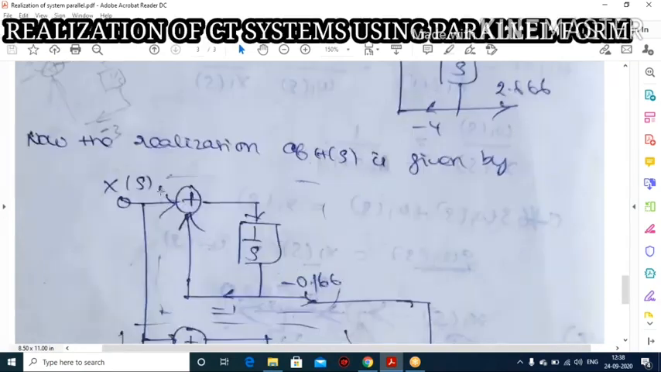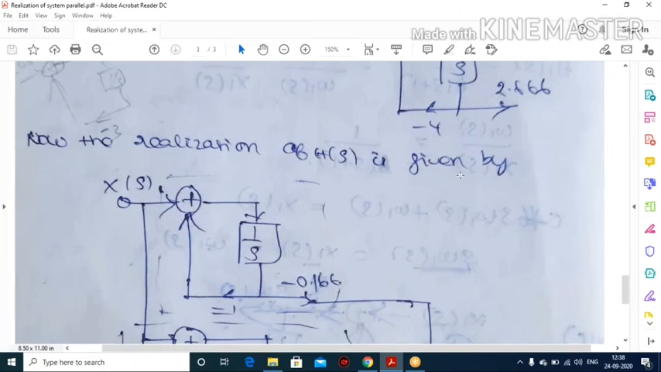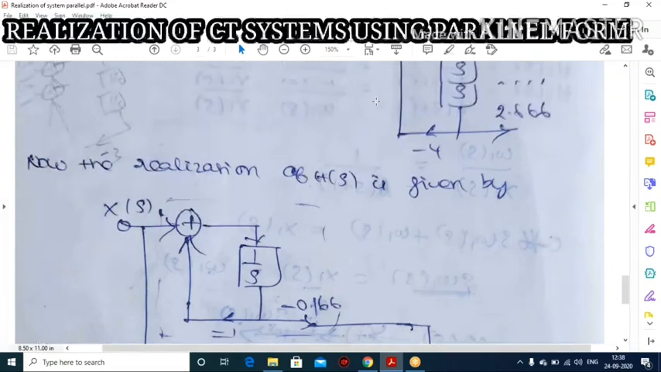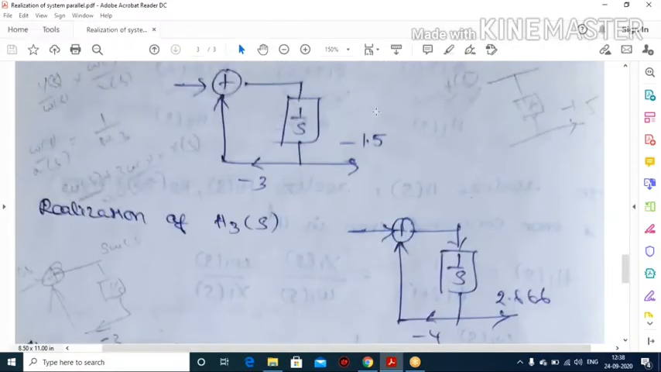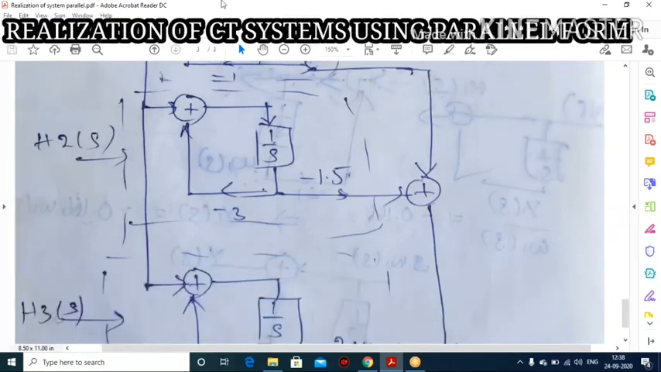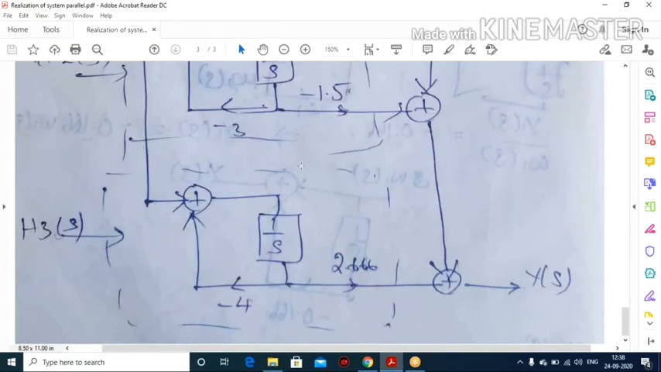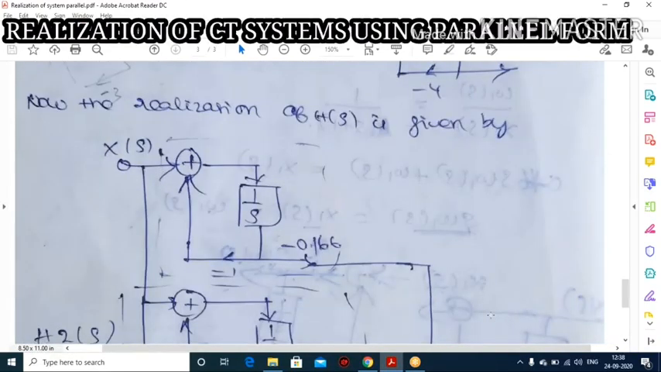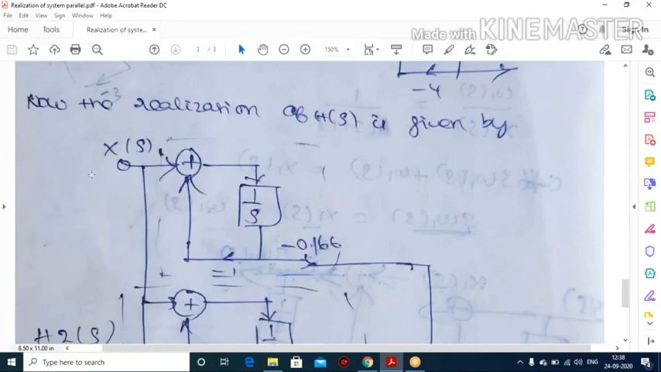Right, now the realization of h of s is given by this. Already we found all the realization structures, now you just place them here. First, I place h1 of s here. Next I place h2 of s, and third I place h3 of s. What do you get? The original input is x of s and the original output is y of s.